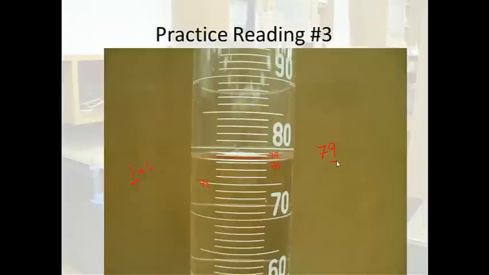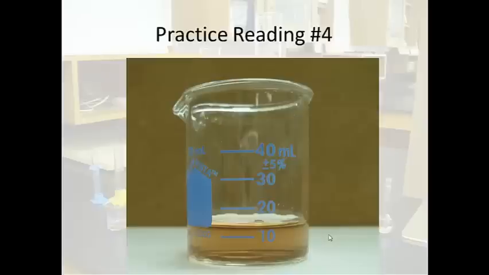Now there's the ones place right there. I want to guess one digit past it. So I'm going to say, like I said, it's not halfway, so I'm going to say 79.3 milliliters. And that's what my guess is going to be. Press pause and see what you get for the reading on the beaker here.